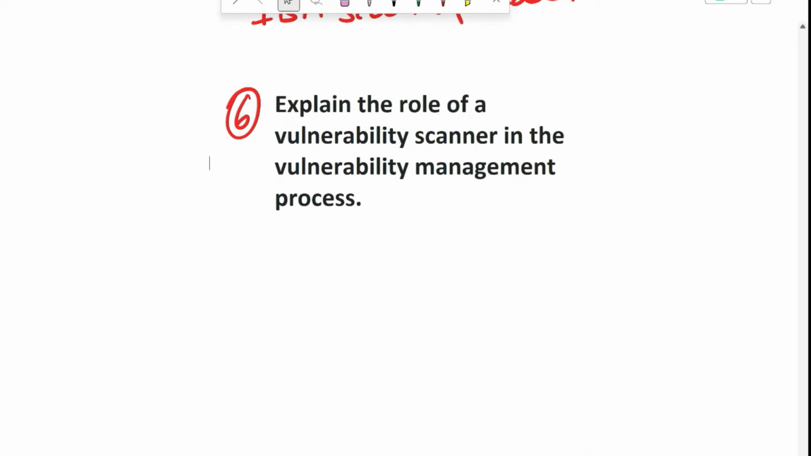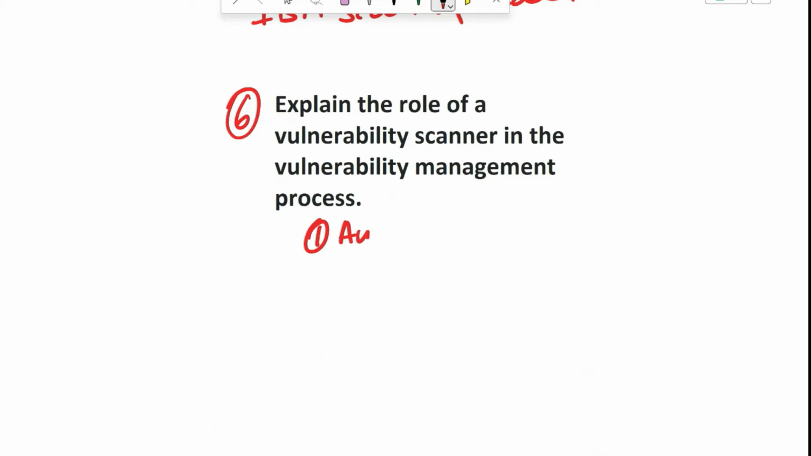Explain the role of a vulnerability scanner in the vulnerability management process. A vulnerability scanner plays an important role in the vulnerability management process by automating and simplifying the process of identifying security vulnerabilities within an organization's systems, applications, and network infrastructure. It is a software tool designed to scan and assess the security posture of assets for potential vulnerabilities, misconfigurations, and weaknesses. Let's see how a vulnerability scanner contributes to the vulnerability management process.